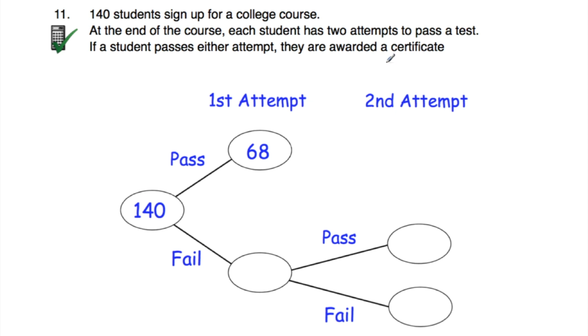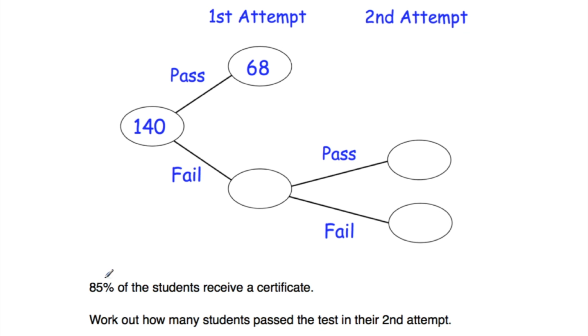So they've given the first attempt. If they pass it, fantastic, and if they don't pass it, they get one more shot at passing that test, and if they pass the test at either attempt, they get a certificate. And we're told that 85% of the students receive a certificate, and we're asked to work out how many of the students pass the test in their second attempt.